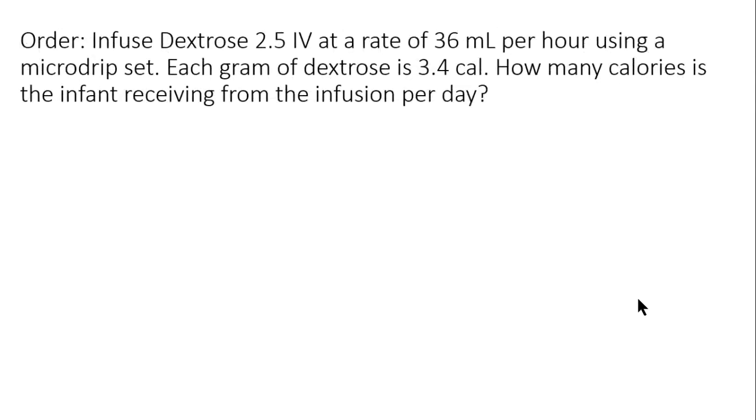We have an order to infuse dextrose 2.5 IV at a rate of 36 milliliters per hour using a microdrip set. Each gram of dextrose is 3.4 calories. How many calories is the infant receiving from the infusion per day?